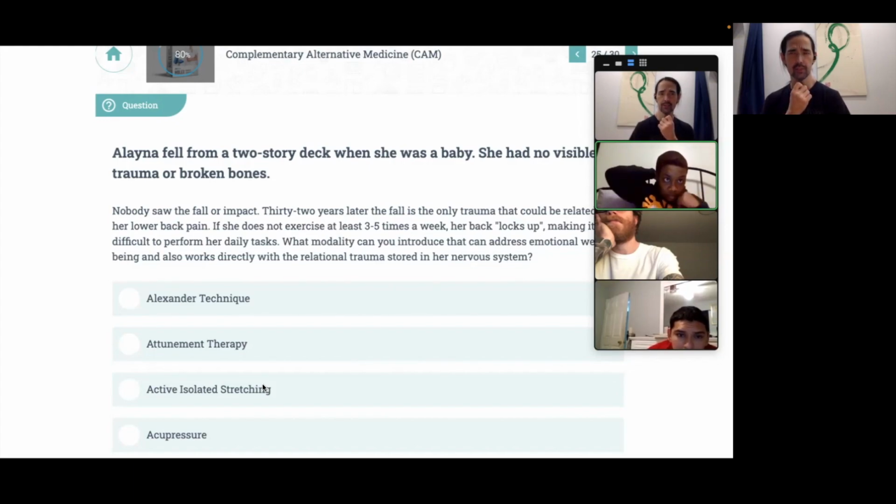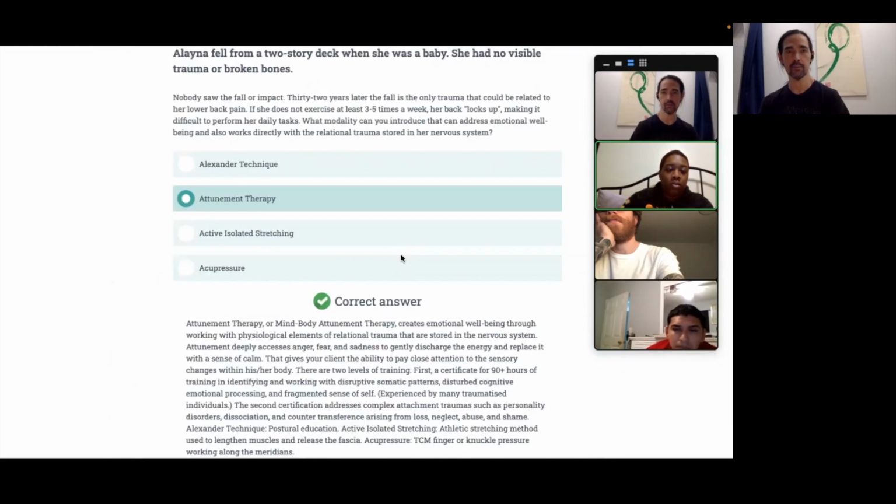I think what they mentioned were athletic, lengthening, soft tissue, fascia, range of motion. Yeah, athletic lengthening. That would be enough. Oh, look, here it is right here. Active isolated stretching. Athletic stretching method used to lengthen muscles and release the fascia, like athletic, lengthen, fascia. That's good. Acupressure.